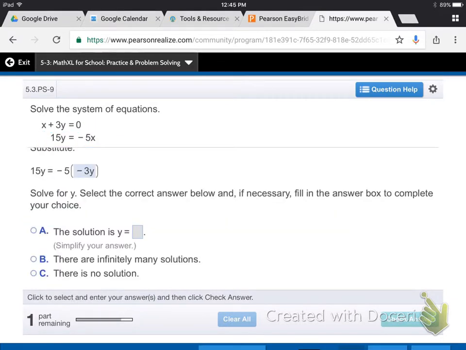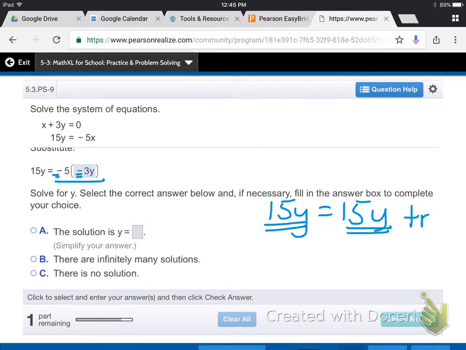So now here's what we're looking at. 15y equals, now let's do this multiplication. What is negative times a negative? Negative 5 times negative 3 is positive 15, and then times y. So if we divide, do you see that this is the exact same quantity as this? That means that it is true. The variables are going to cancel out, but it's a true statement, which means what? There are infinitely many solutions.